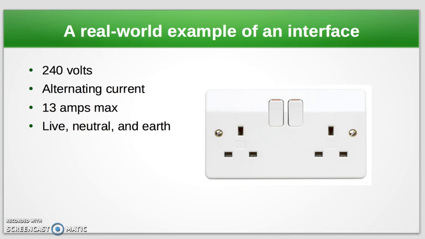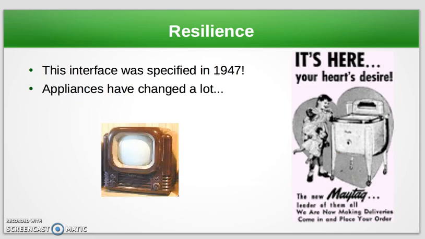Here's a real world example of an interface that everybody knows. It's got 3 pins, 240 volts, alternating current, live, neutral and earth, and if you put more than 13 amps through it, it's going to blow a fuse somewhere. Now, that's an interface that's been around since 1947, so even longer than me.